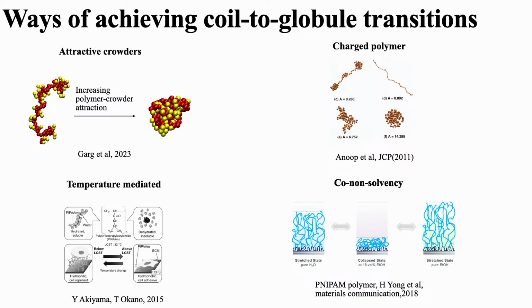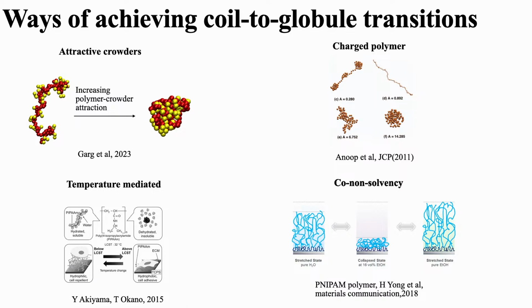Also, we can achieve this coil to globule transition through temperature change. So we can change the temperature. It will go from extended to coil or coil to extended, depending on whether the solution contains LCST or UCST, so lower critical solution temperature or upper critical solution temperature. So they will have a coexistence phase where above a temperature there will be a homogeneous phase, and below that temperature there could be two phases.